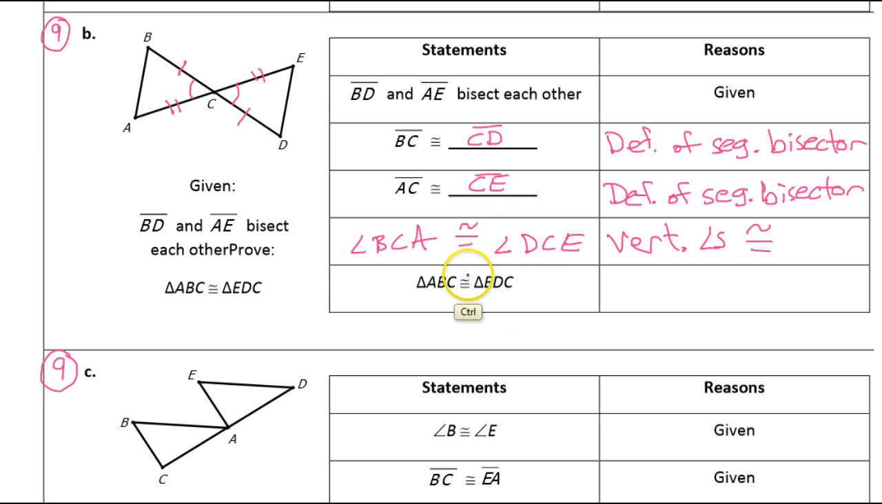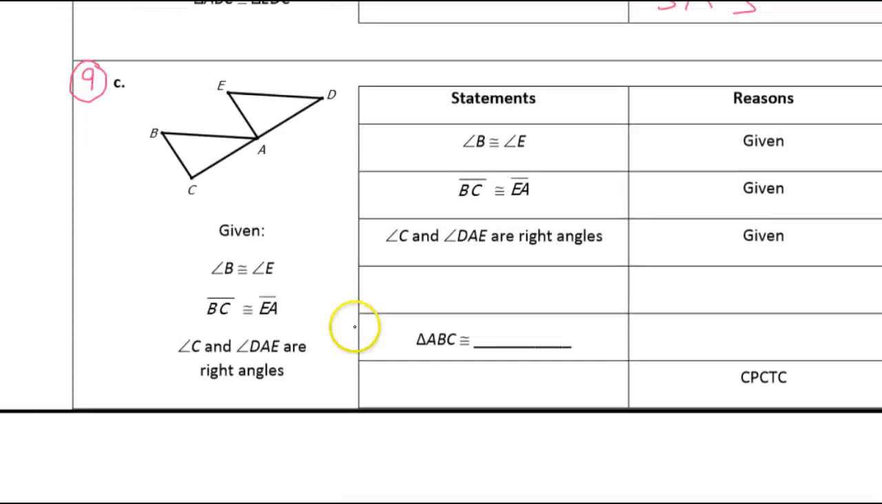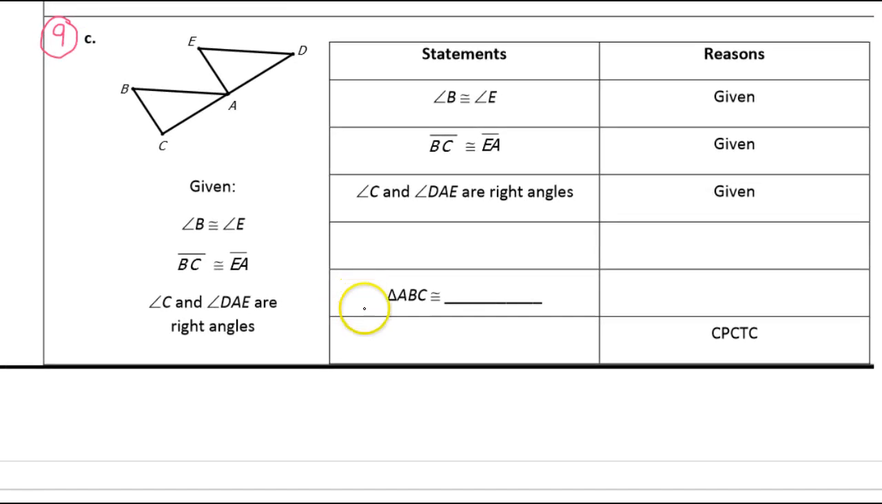So now I have enough information. These triangles are congruent by side, angle, side. You can tell because I have two sides and the included angle. That's two sides and the angle in the middle. Alright, moving on to number 9, part C.